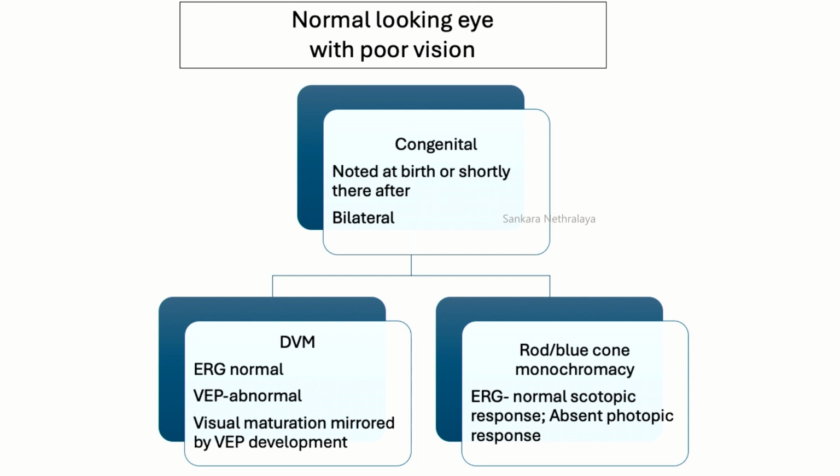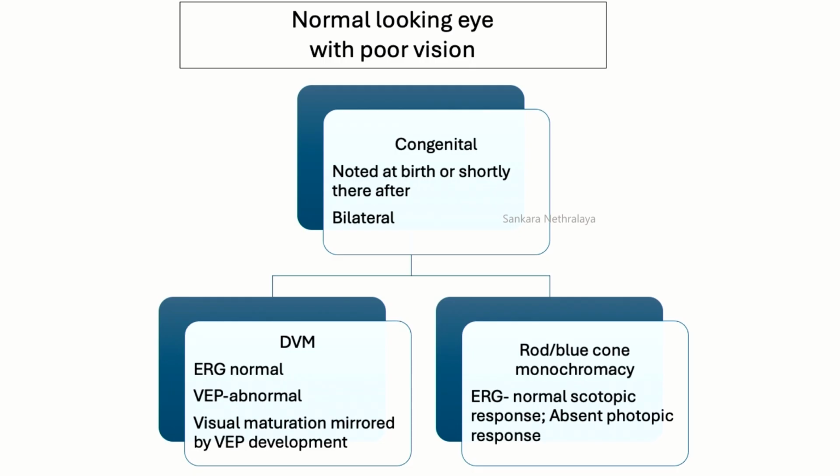But in DVM in general, ERG is normal because it's not a retinal disorder. But VEP can be abnormal because there's a maturation problem, right? And the visual maturation is mirrored by the VEP development. As VEP develops more and more, the waveform is forming. You see the child also is able to fixate better and better. That is delayed visual maturation. Simple thing is just wait, ask them to come back about a month later. Parents themselves will tell you that now the child is fixating.